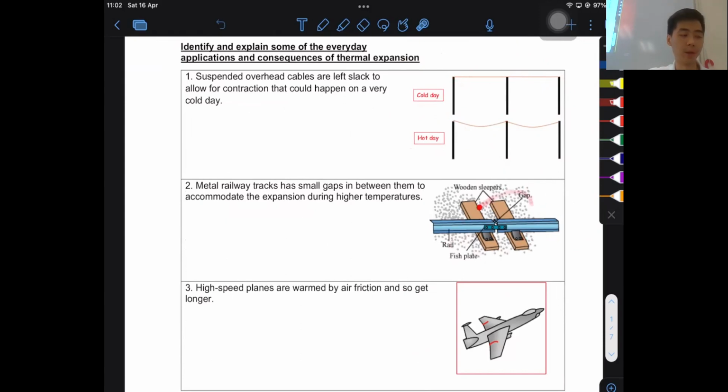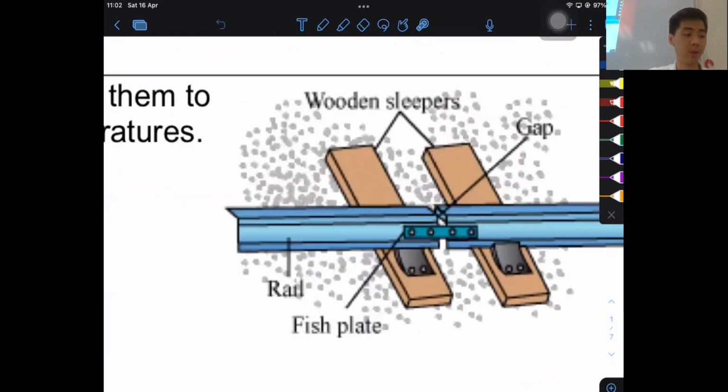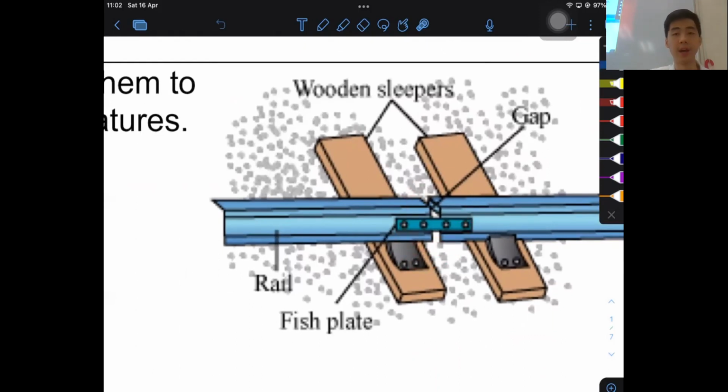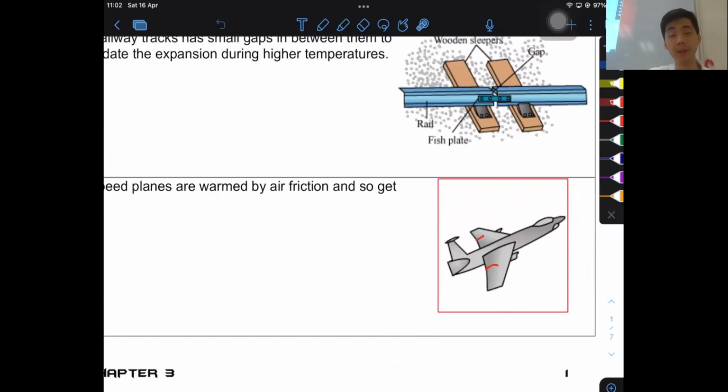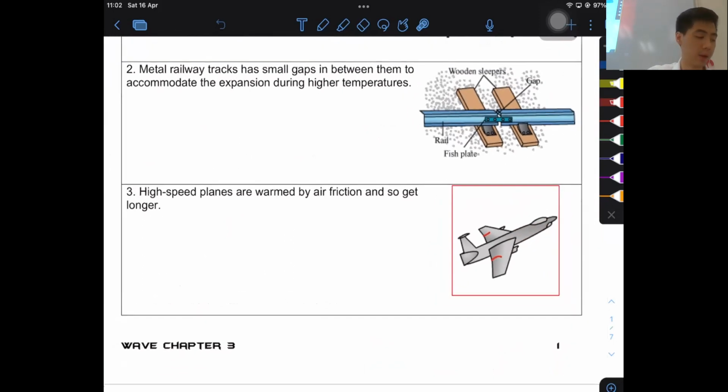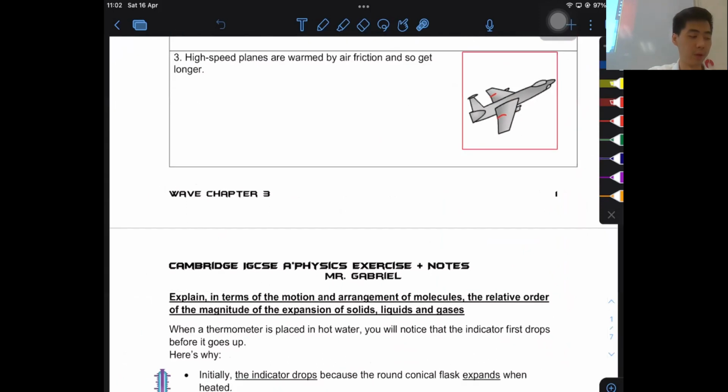We also talked about the metal railways having gaps in between here. The reason why they have gaps is because the engineers have already taken into consideration that the thermal expansion due to the friction from the train is going to cause this railway to expand, and the gaps eventually prevent buckling from occurring. And then we also talked about airplanes that have friction with air here. As they continue flying in the air, a lot of air particles are going to be bombarded onto the plane, which is obviously going to create friction and heat as well. That's why there's always a little bit of gaps in between them.